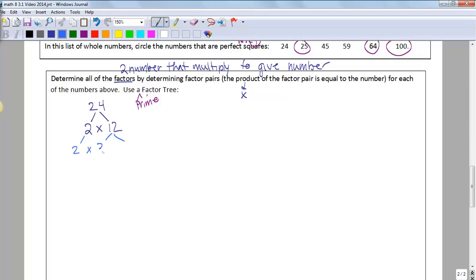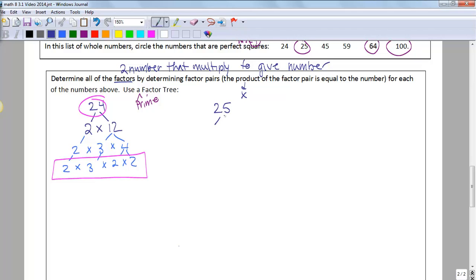But 3 times 4 gives me 12. Right? 2 is prime, so I'm going to leave it there. 3 is prime. Hey, 4, 2 times 2. Once you get to a bottom line that is all prime numbers, you're done. So if you were to punch this in your calculator, 2 times 3 times 2 times 2, you'd get to 24.